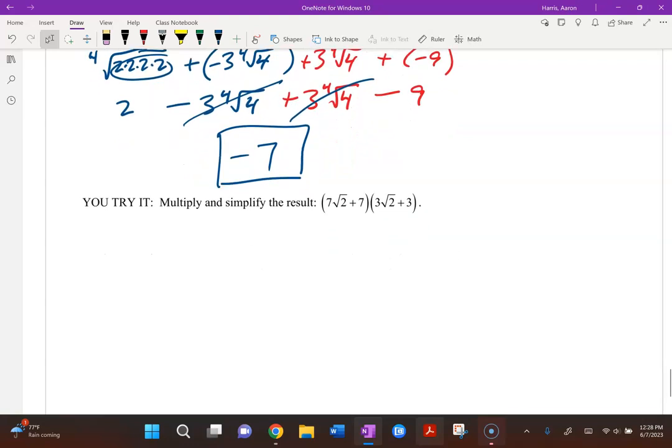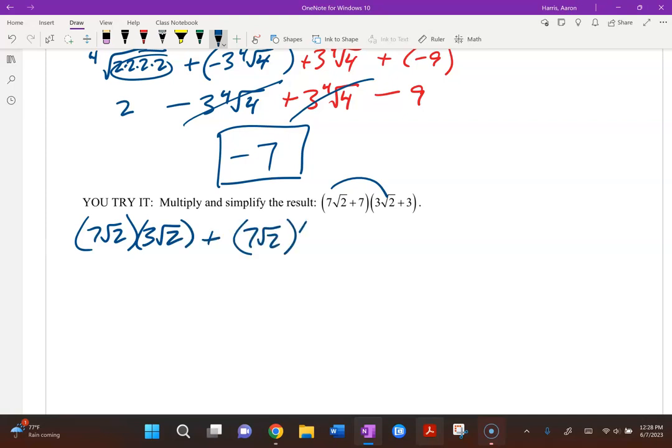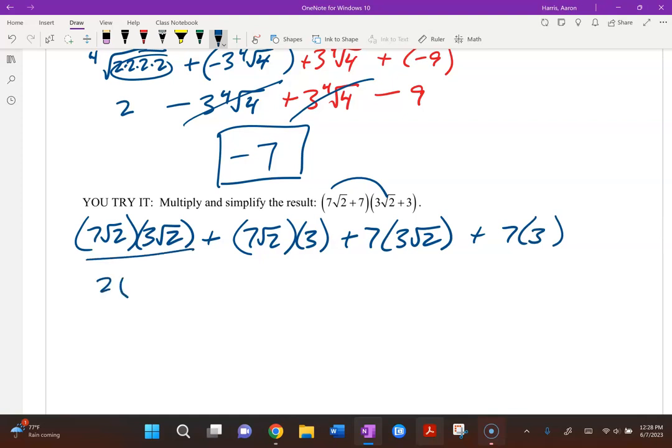All right, let's finish up this last one and then we'll get you guys started. So 7 root 2 times 3 root 2. There's my first. Outer would be 7 root 2 times the 3. Inner would be 7 times 3 root 2. And last would be 7 times 3. So let's do the first one here. 7 times 3 is 21. Square root of 2 times 2 is the square root of 4. Well, the square root of 4 is just 2, so I got 42 for the first term.